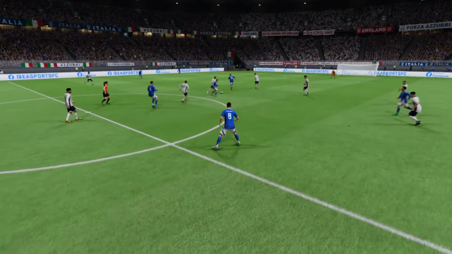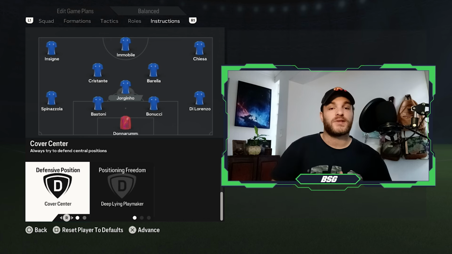Now, when we do speak about the 3-4-2-1, you will see that both Cristante as well as Jorginho will have this role, looking for them to drop a bit deeper in that first phase build-up, be very involved in it, and looking to more or less dictate the tempo for the Italian side. And then finally, he will be set to cover the center for the defensive positioning, looking to screen just in front of that back four and break up the play.